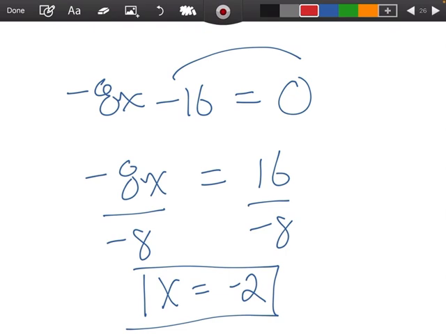And if you notice, we got x equals negative 2. So that's what my answer is.